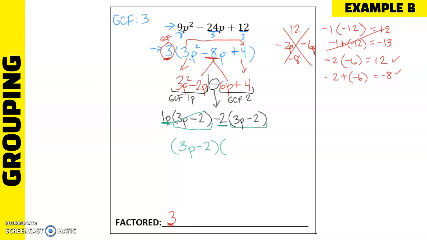What's left if I divided that out, I have 1p and negative 2, right? So then I have my factored form. 3, my original GCF, times 3p minus 2 times p minus 2.